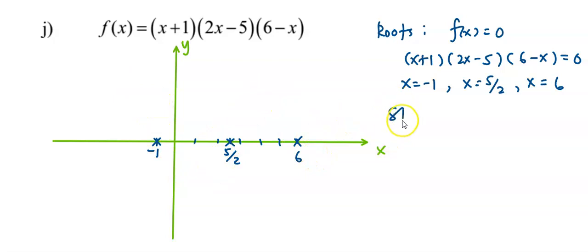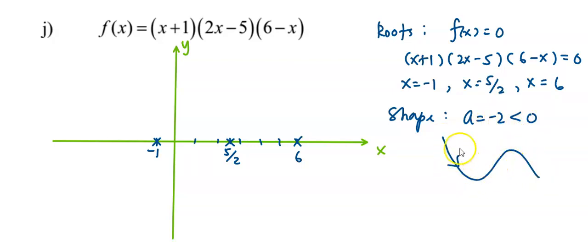We need to know the shape of the graph. For the shape, we have to slightly expand. You don't have to expand it out; you can just expand in your mind. x multiplied by 2x multiplied by negative x, you get negative 2x cubed. So with negative 2x cubed, a is negative 2, which is less than 0, meaning that the shape will be down, up, down. Going down first and then up and then going down.